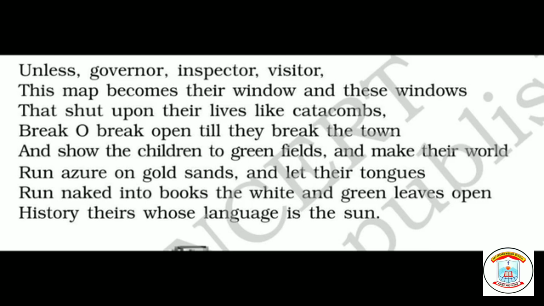Then in the last line, he makes a very beautiful comment. History theirs, whose language is the sun. It means history is made by people who have the power and energy of a sun. Indirectly he says that when these slum children get good education, they will create a new history. They will become part of the sophisticated map. They will not remain part of that dirty and dingy slum. They will surely come outside. In short, he says when these children get freedom, facilities, and economic opportunities, surely they will become like the children outside, part of this developed world.